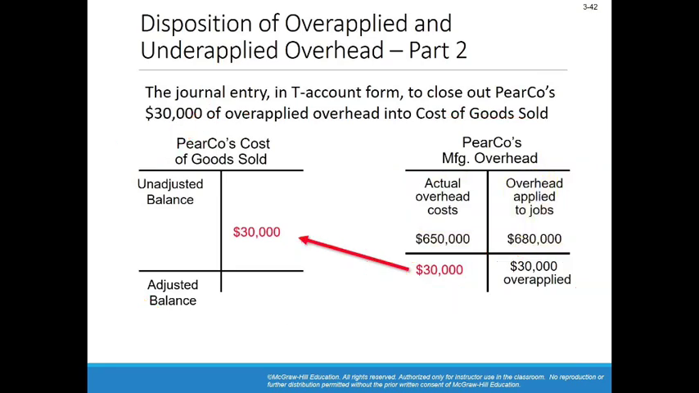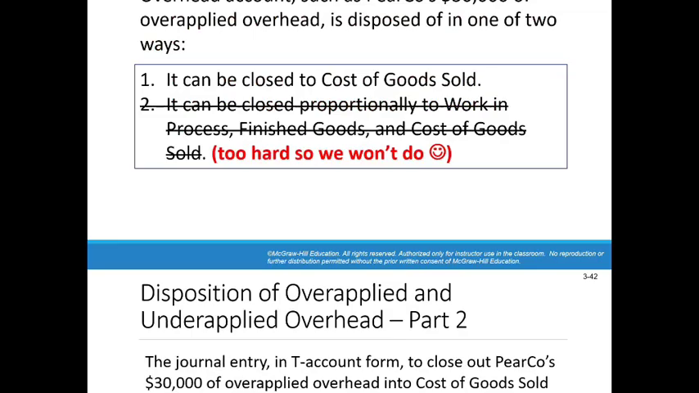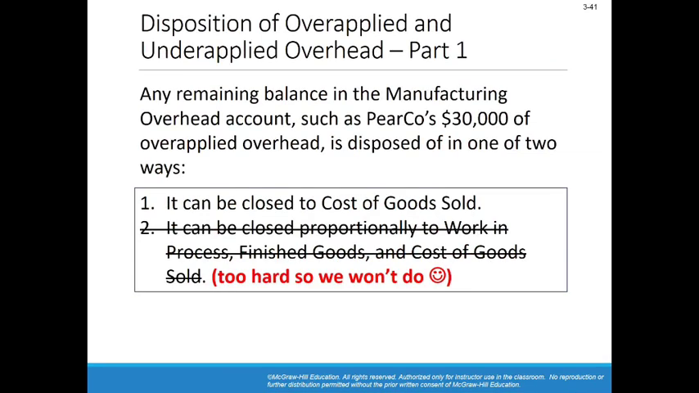So what's the final of this story? Let's go back to the last slide. What you need to remember is that for our purposes in this intro class, the remaining balance of overhead is disposed of in cost of goods sold. We're not worrying about the second method. So it goes to cost of goods sold. Good theoretical question, hint, hint.